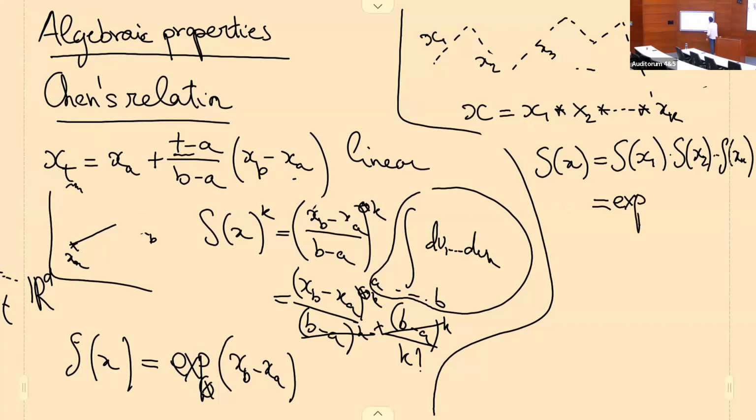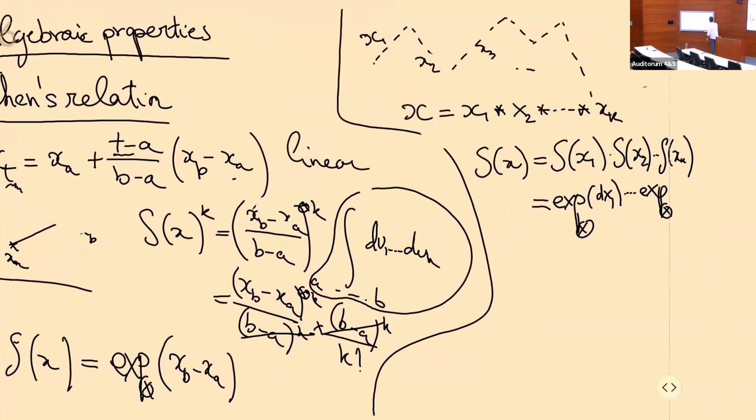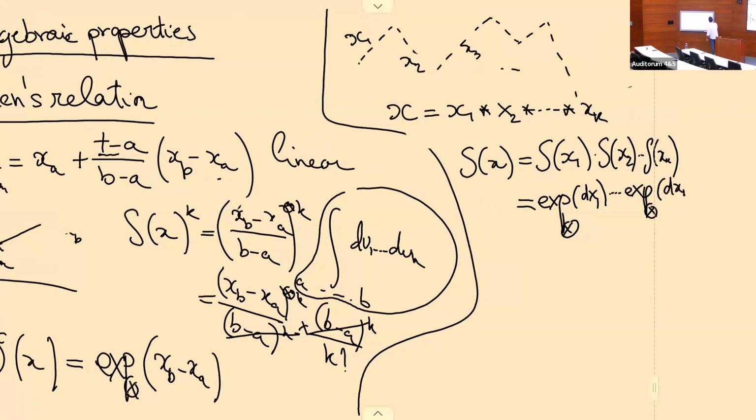So this is just going to be the exponential of the increment of the first piece, which I'll write dx1 for simplicity, dot to dot, exponential of the increment of the last piece, xk. If you have a time series and you want to compute the signature, you compute the signatures over the individual linear pieces by exponentiating, and then you do a tensor product of the exponentials, and that will give you the signature.